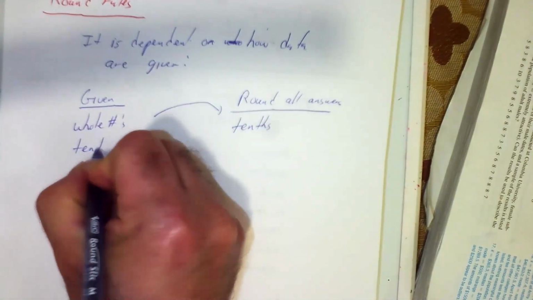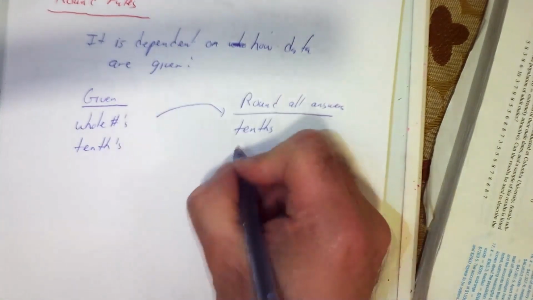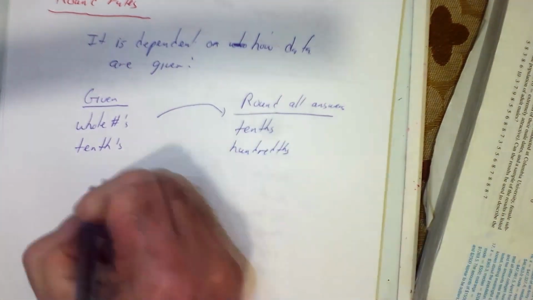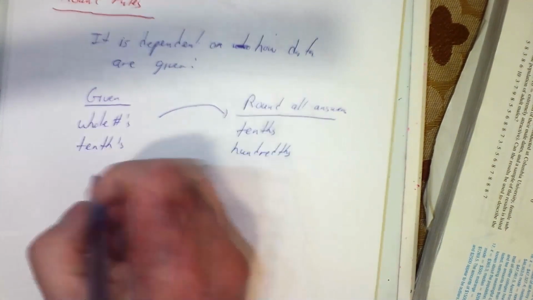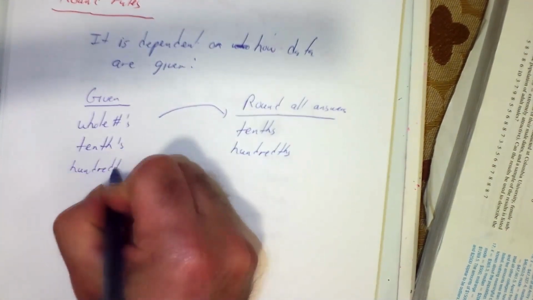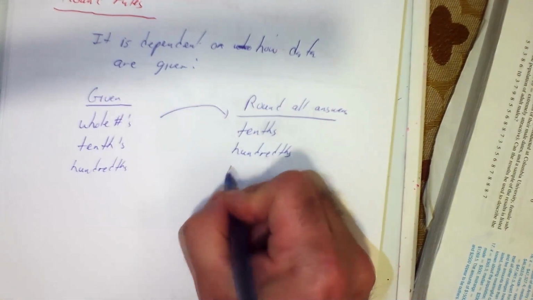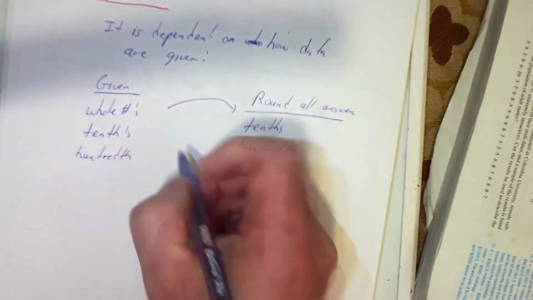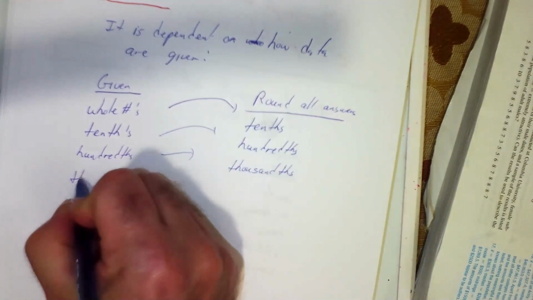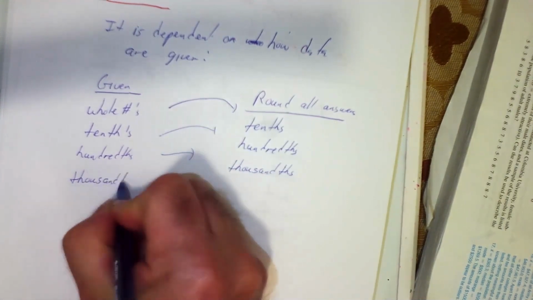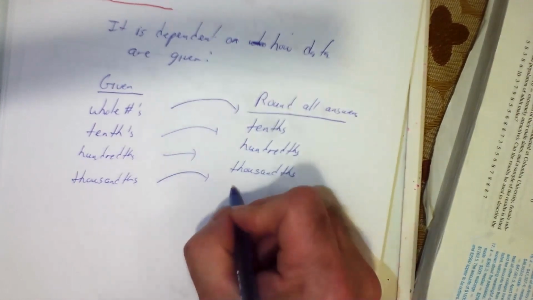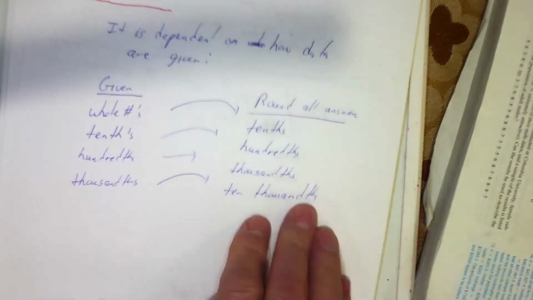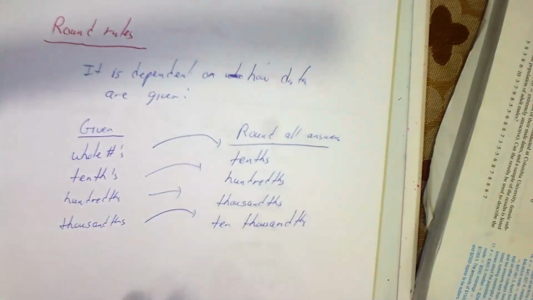If the data are given in tenths, then you have to round to the hundredths, 2 places behind the decimal. If they're given in hundredths, 2 places behind the decimal, you have to round to 3. It's always one place further back. I don't think you have to go beyond thousandths, but in case you do, they would go to 10,000ths. So that's how the rounding rules work for stats.